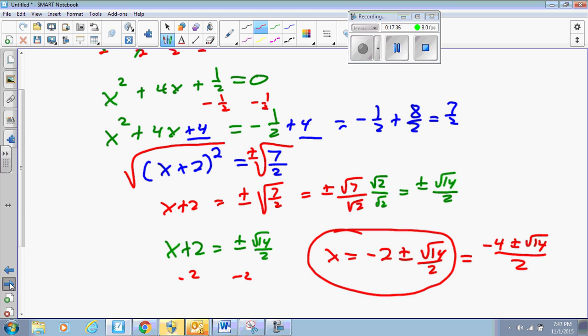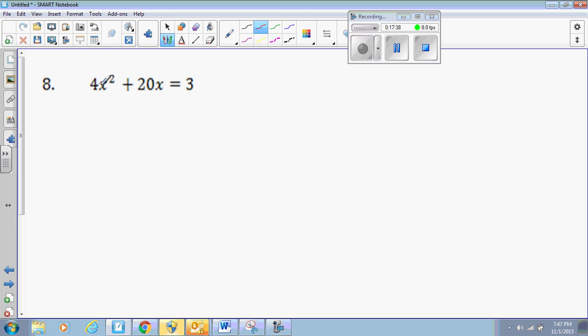Okay, and the last problem is similar. We got messed with this 4, so I need to get the leading coefficient, that's the 1 in front of x squared, to be 1. So I'm going to divide by 4, I'm going to divide by 4, and I'm going to divide by 4. And I'm dealing with fractions, but so what? We just have to learn to deal with them. So x squared plus 5x equals 3/4. And remember, we're going to leave a space, equals 3/4, and there's a space over there.